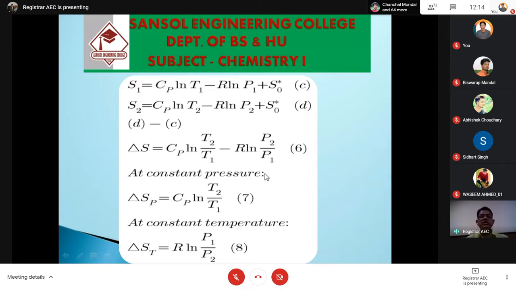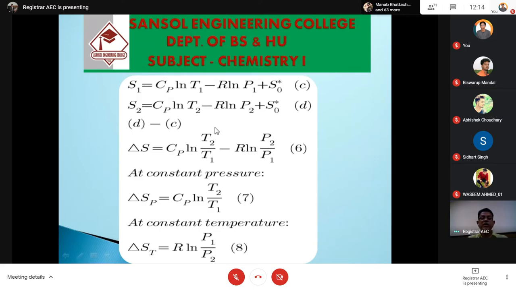When you are using Cp, the V term is also converted into the pressure, because that is the specific heat capacity at constant pressure. So del S is equal to Cp ln T2 by T1 minus R ln P2 by P1, right? When the pressure is constant, P1 is equal to P2, so ln 1 is equal to 0, so that term will be 0. So we can write that delta S is equal to Cp ln T2 by T1.